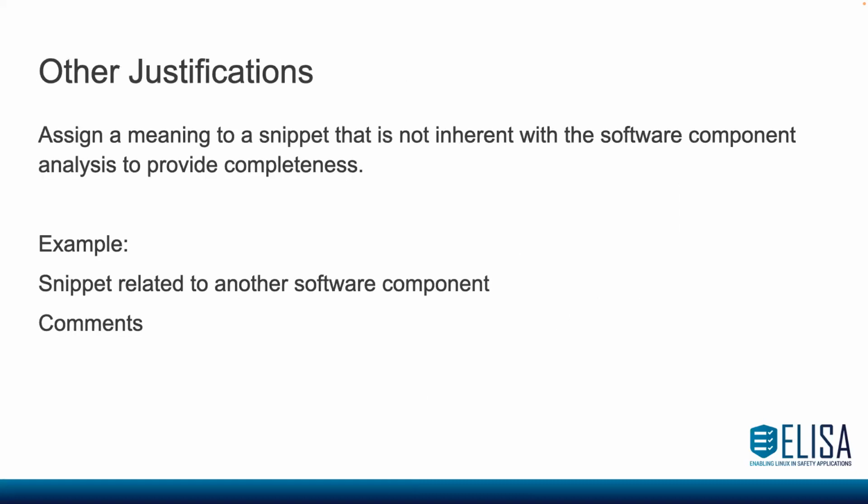As we saw, we also support a kind of work item that is just a justification. Why do we need it? In that way, we can assign a meaning to each snippet, even if it's not possible to relate it to another work item type. That also ensures completeness in the specification analysis and provides evidence that everything is under control.